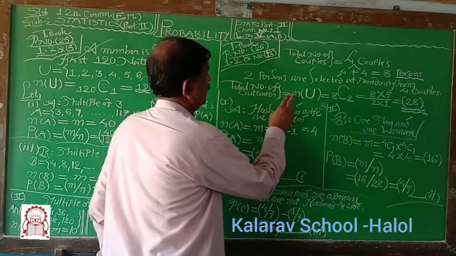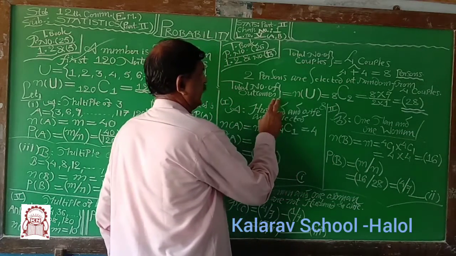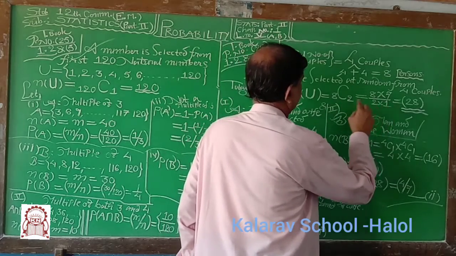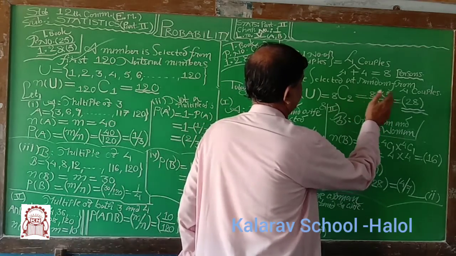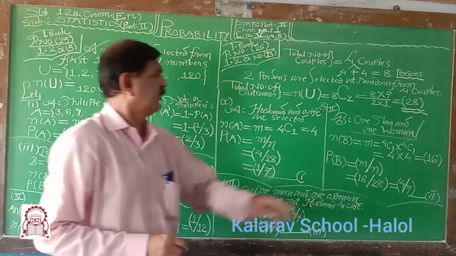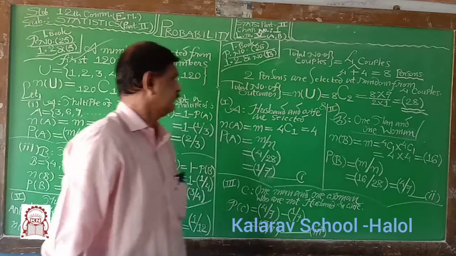Number of outcomes in U means the total number of outcomes. 8C2 means 8 into 7 upon 2 into 1, which is 28, because 2 fours are 8, 7 fours are 28. Total number of outcomes is 28.